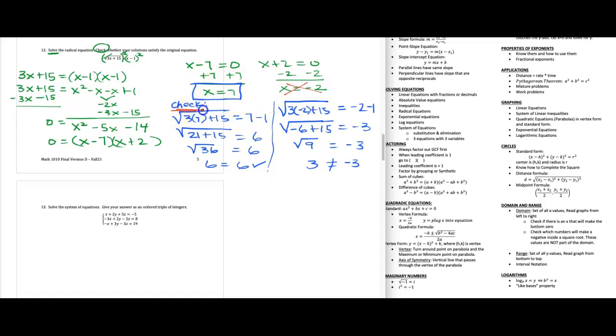So make sure you do the check. If the instructions say check, it doesn't mean that one of them doesn't work out, but it means you better check it, because it could be that one or both of those solutions don't check out. Okay, I try to give you little helps on the exam to remember which ones you need to check.